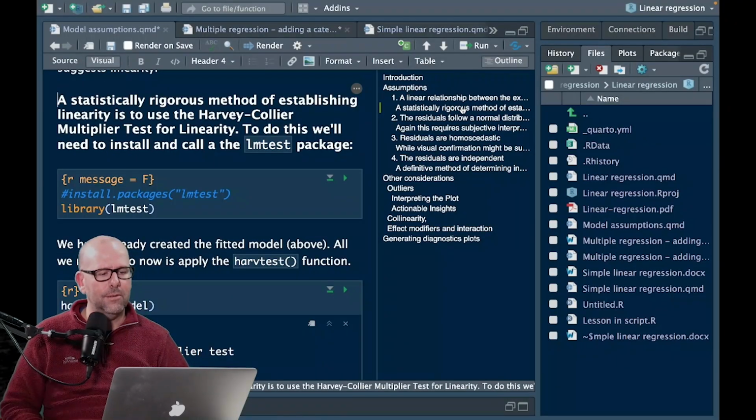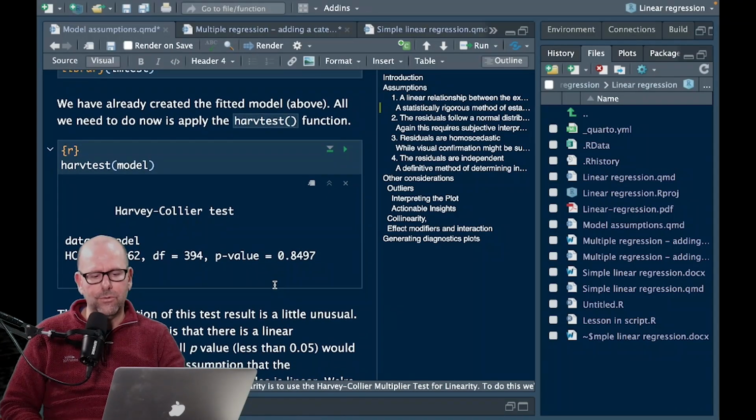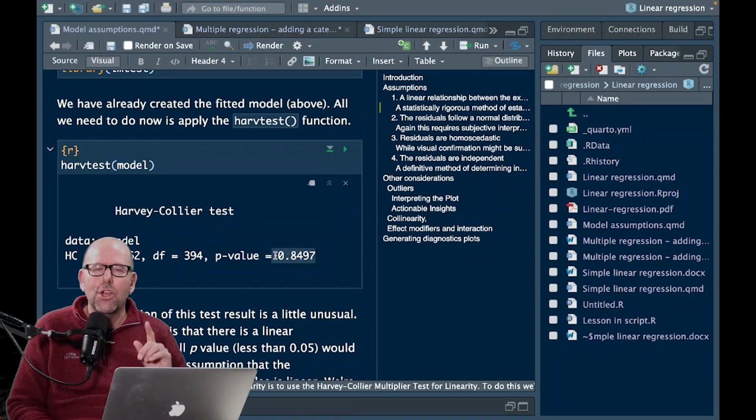The statistical test that we would do for whether it's a linear relationship is the Harvey-Collier test. I'm not going to go through all of the results for it, but I'm just going to remind you of this fact. The null hypothesis for this is that there is a linear relationship. In other words, and this is quite unusual, we're looking for a high p-value, not a low p-value, because we do not want to reject the null hypothesis.